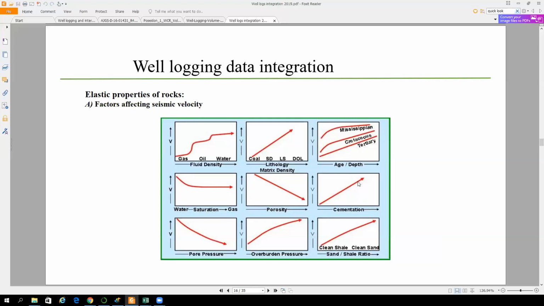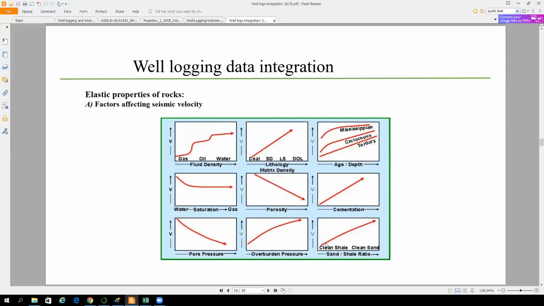And it will increase also with the cementation. The more the rock is cemented, the more there is connection between rocks, the more the velocity will be very high. With the pore pressure, it will decrease. With the overburden pressure, it will increase. And with the shale ratio or the shale content, it will increase.